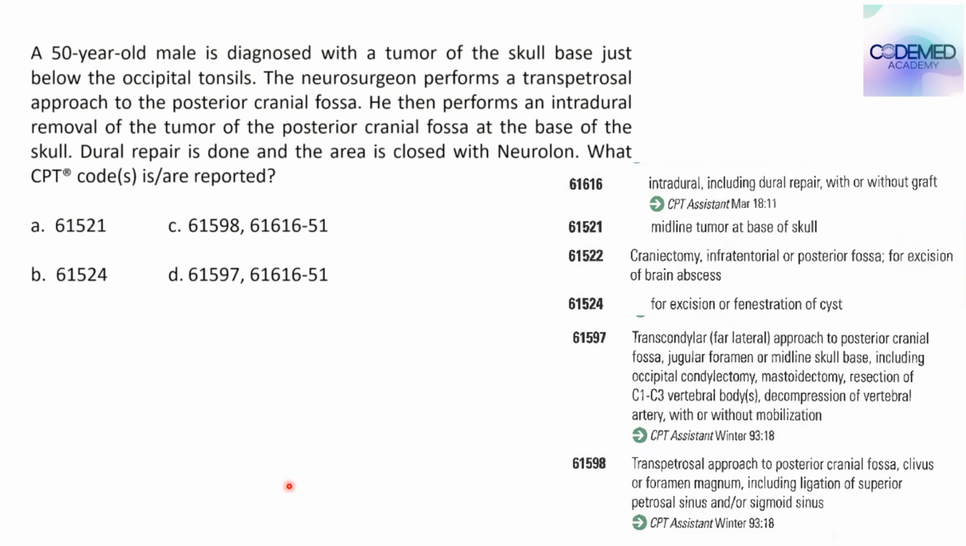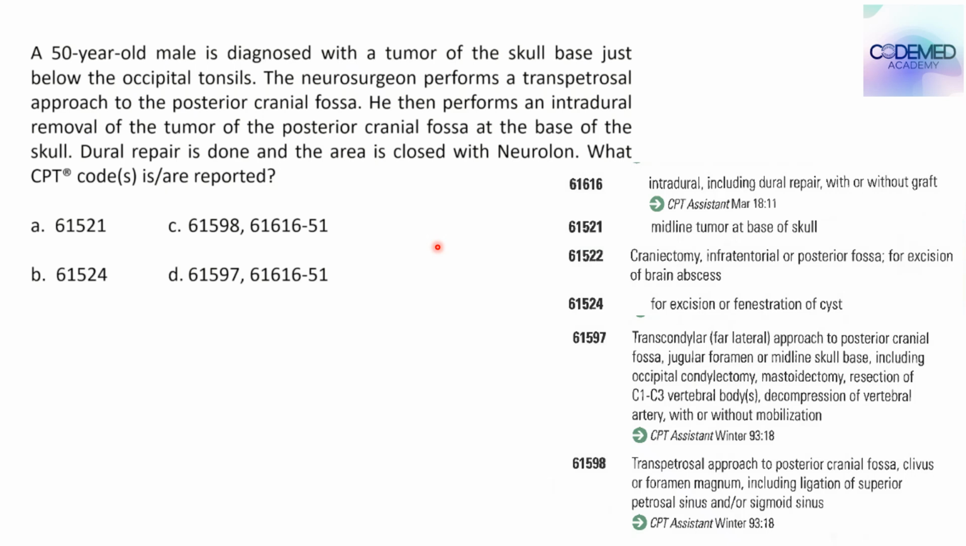So let us take one example. A 50-year-old male is diagnosed with a tumor of the skull base just below the occipital tonsil. The neurosurgeon performs a transpectoral approach to the posterior cranial fossa. He then performs an intradural removal of the tumor of the posterior cranial fossa at the base of the skull. Dural repair is done and the area is closed with a neurolon. What CPT code? Now, first of all, how many surgeons?